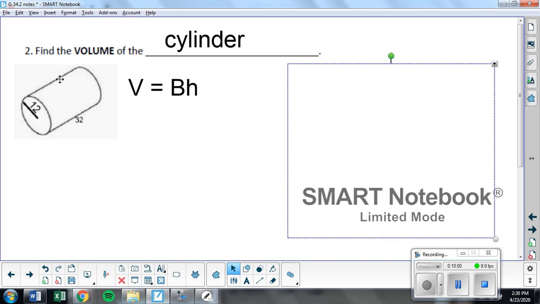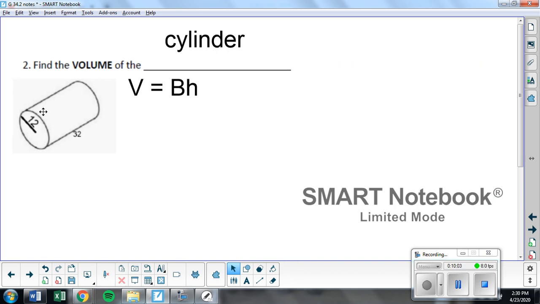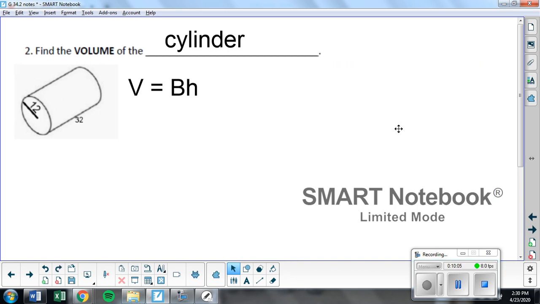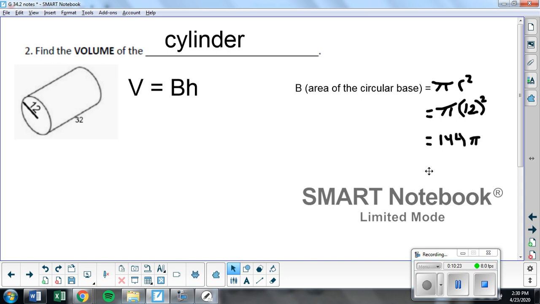So, what's capital B? It's the area of the circular base. Area of a circle is pi r squared. My radius is 12. I think many of you know 12 squared is 144. And we're just going to leave 144 pi for right now. Let's not worry about a decimal yet. We'll do that at the very end. Fill in capital B is 144 pi.